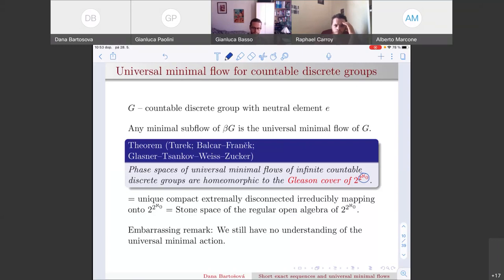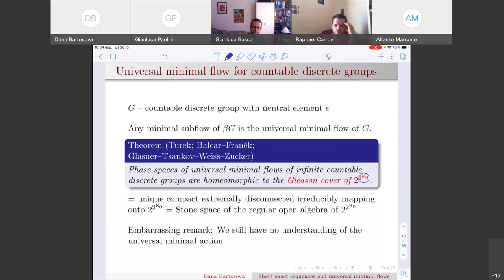If I take an arbitrary countable discrete group, then the universal minimal flow is going to live on a given space, which is the Gleason cover of the Cantor cube of weight continuum. The Gleason cover, the topological version, the one that was used in the proof, is the Stone space of the regular open algebra of this Cantor cube. So think of the free algebra on continuum many generators, take the free completion, and then take the Stone space. This is the algebra that we are talking about. In particular, such a space has to be extremely disconnected, and it's as huge as it could be for still being a minimal flow for a countable discrete group.